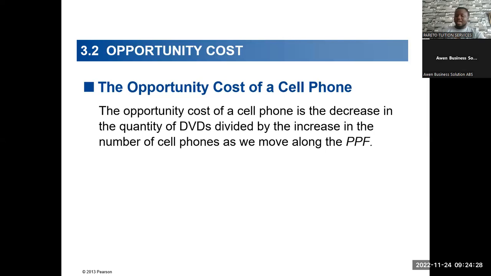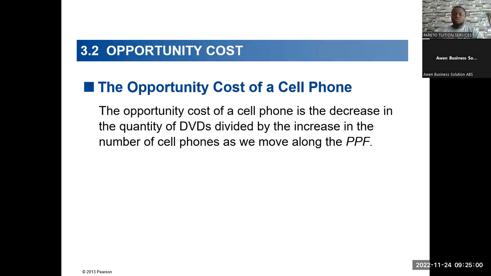Now, we are assuming we're on the PPF, so production is being done efficiently. If you want to produce more of cell phones, it means you want to increase the production of what? Of cell phones, which means there will be a decrease in the production of what? DVDs. So to calculate the opportunity cost of a cell phone is going to be the quantity of DVD that you have to sacrifice divided by the quantity of cell phones that you will gain.